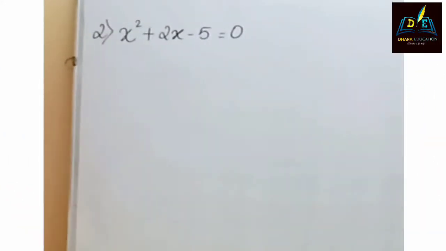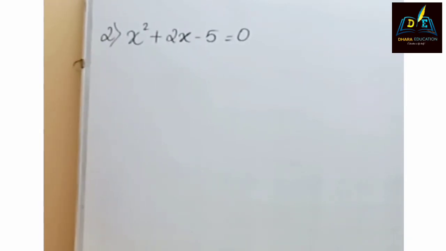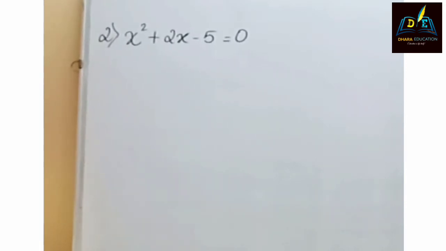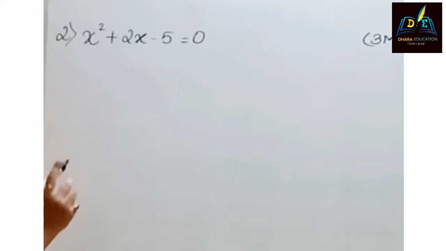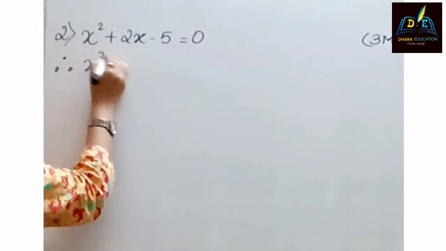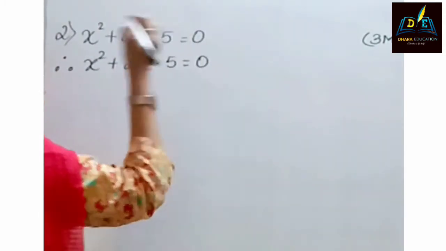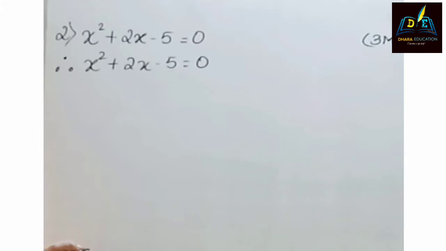Of SSC board. Today we are going to start with the next sum, that is x square plus 2x minus 5 is equal to 0, by using the completing square method. So how do we need to do it, just see. The first step we will write as it is.